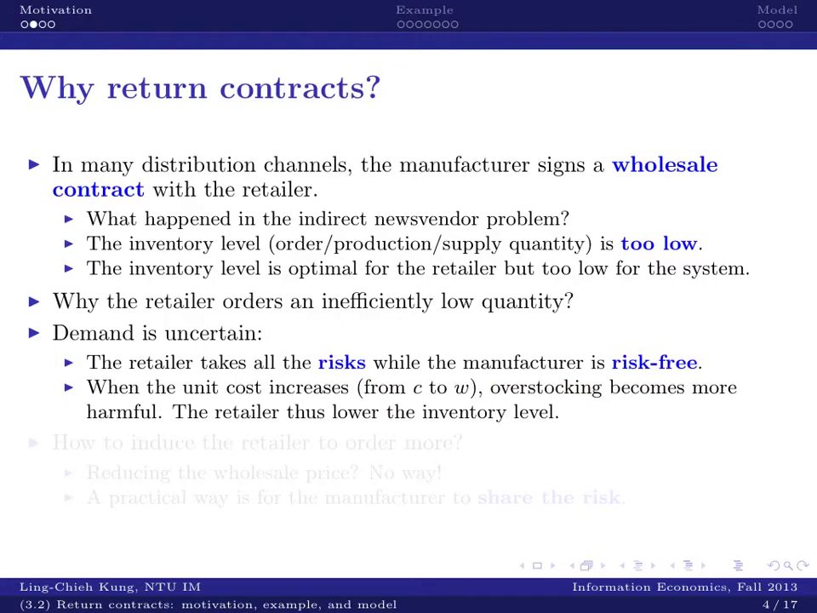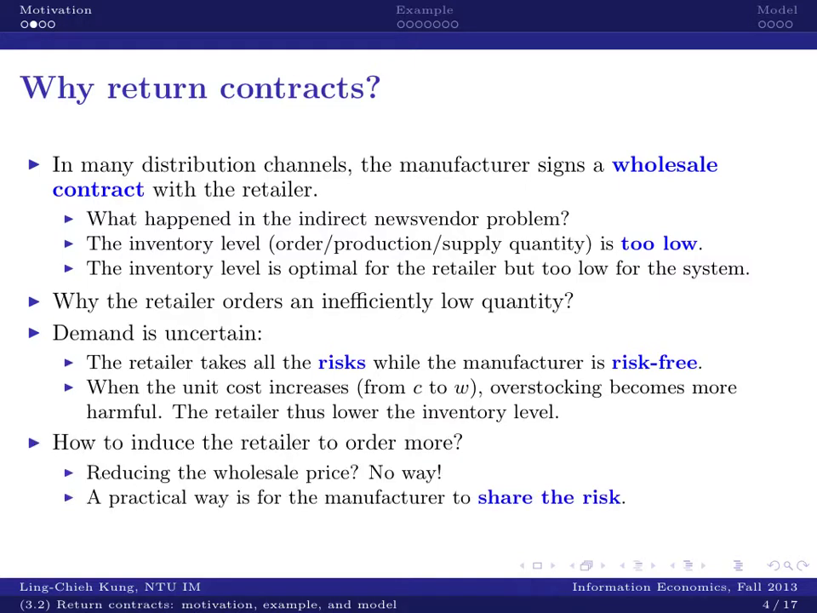Okay, so when we know the retailer takes all the risks, what's going to happen? When the unit cost becomes higher, for example, from the unit cost to the wholesale price, overstocking will become more expensive, more harmful, and the retailer in this case must lower the inventory level. Because there is such a risk, and because the cost becomes higher, the retailer, to best manage those risks, must lower the inventory level.